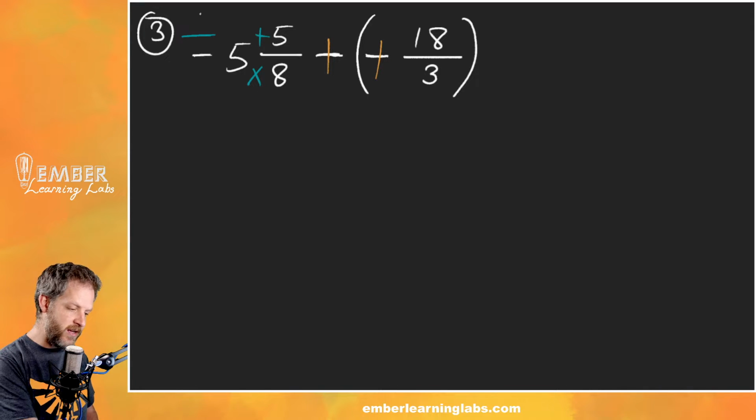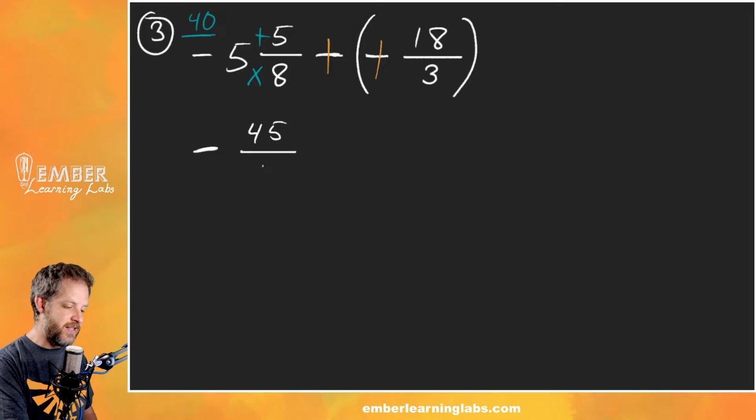5 times 8 is 40. Plus 5 is 45. We're going to make sure we bring down the negative. And the more we do with negatives, the more we're going to realize that just forgetting to bring down negatives is going to be a major way that we make mistakes. So this turned into positive, right? So we're going to go ahead and do that. And then we've got 18/3.